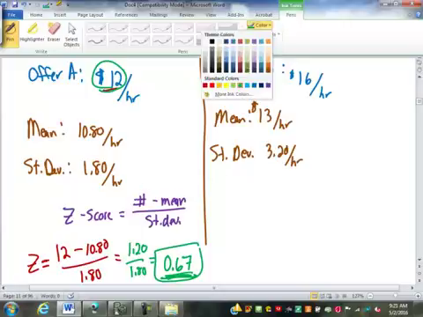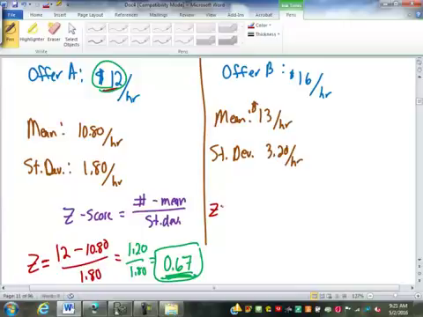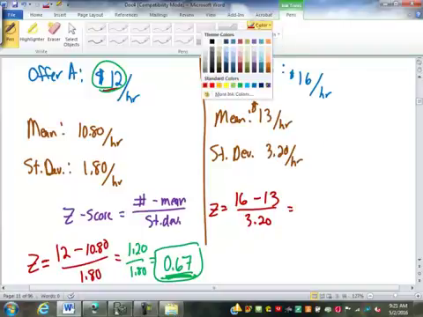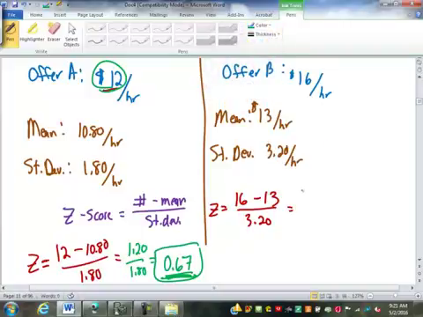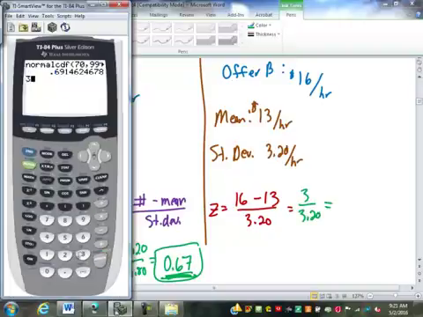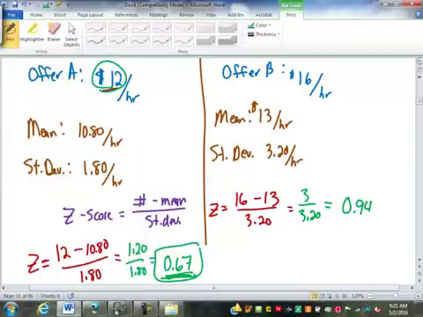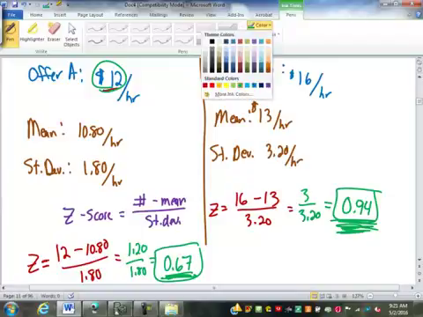So how about over here? Let's see how it stacks up. So we've got 16 minus 13 over 3.20. Well, 16 minus 13 is 3 over 3.20, which is 0.94. So that's saying that's 0.94 standard deviations above the mean. So this one does turn out to be the better wage. Make sense? Just because it is more standard deviations above the mean.